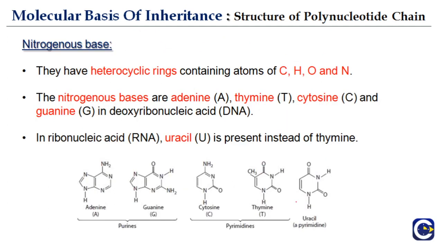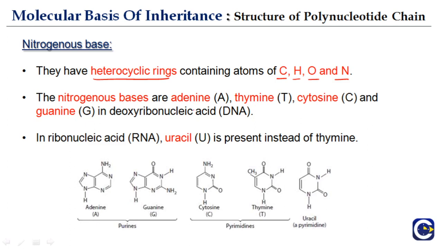So what are the nitrogenous bases? Adenine, guanine, cytosine, thymine and uracil. We already discussed them. They are heterocyclic rings containing atoms of carbon, hydrogen, oxygen and nitrogen. Heterocyclic rings. You see, these are like cyclic rings. You do not need to know the structure in detail, but you must remember the names. So here is adenine, guanine, cytosine and thymine, and uracil is present instead of thymine in RNA.